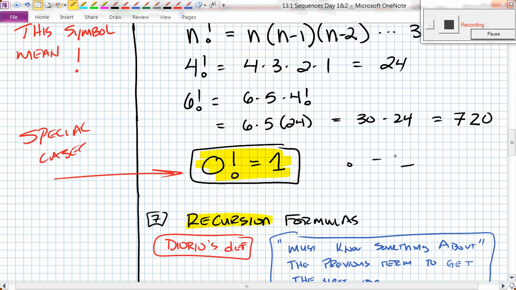Whoa. Yikes. No, that's just how I write my exclamation points. I'm just happy to write like that. All right, there you go.